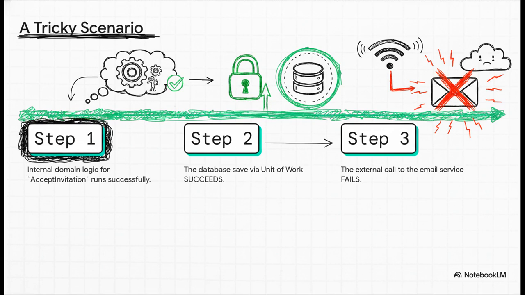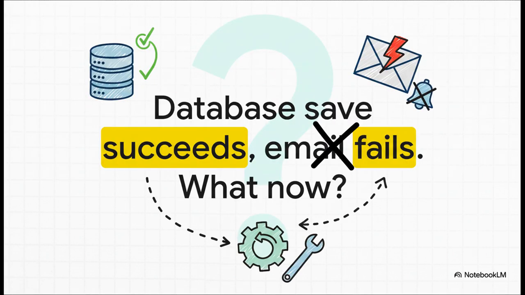But then in step 3, we make a call to an external service to send an email notification, and that call fails. And that leaves us with a really tricky problem, doesn't it? Our database is perfect. It says the invitation was accepted. But the email, it never went out. The real world doesn't match our database. So what do you do now? It's a tough question, and a great reminder that building truly robust systems is always an ongoing challenge.